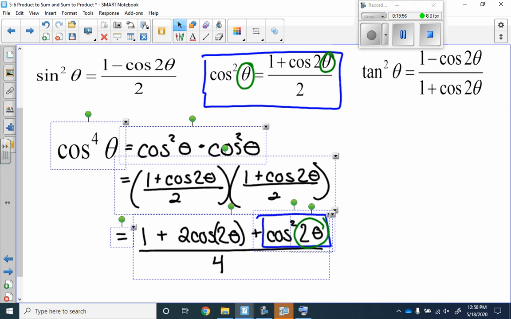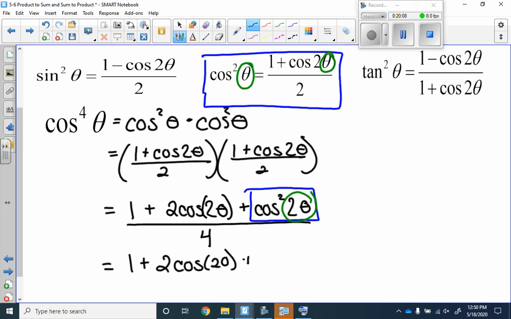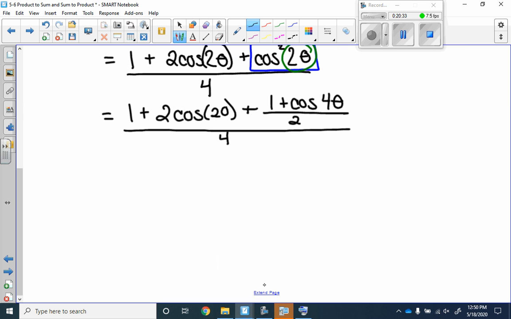So let's shape this up a little bit. Alright, so we're going to have 1 plus 2 cosine 2 theta plus, now I have 1 plus cosine of 4 theta all over 2. Hopefully you can see what I'm doing right there, because I'm putting the 2 theta in for theta. 2 times 2 theta gives us the 4 theta. And now I don't have any powers in this expression anymore.